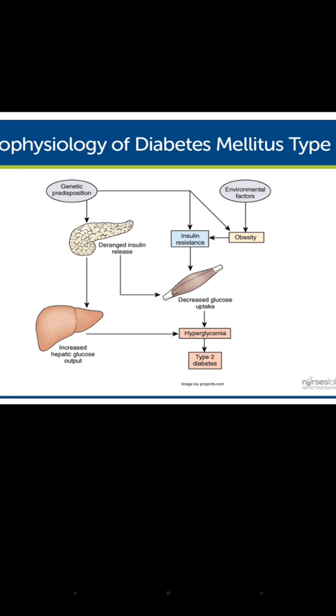Similarly, if there is any family history, the pancreas is having deranged insulin release, so there may be chances of increased hepatic glucose output from the liver. As you all know, glycogen is converted into glucose, and glucose is stored in the liver in the form of glycogen. So there is an increase of this phenomenon, and this will lead to hyperglycemia and type 2 diabetes mellitus.